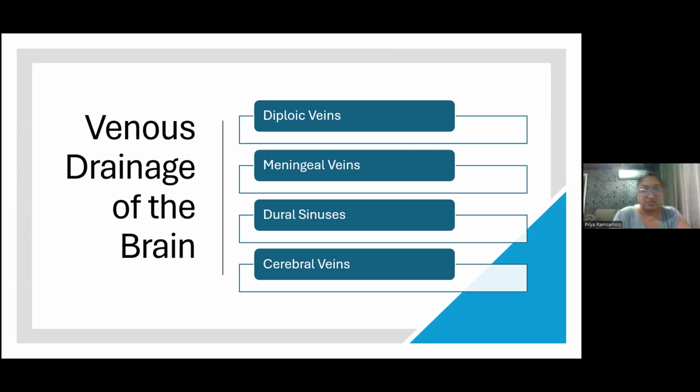Dural sinuses, what is important? We don't have valves, and these communicate with the emissary veins. And of course, our cerebral veins would then be our superficial veins and deep cerebral veins. So the basis of venous drainage of the brain hinges on these 4 things that I've just explained to you: diploic, meningeal, dural sinuses, and cerebral veins.